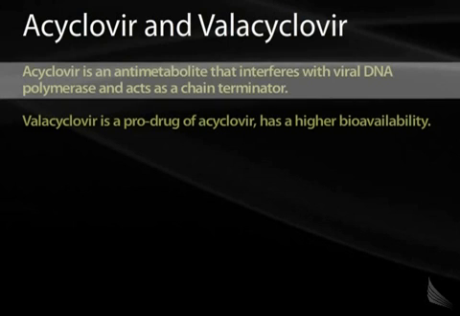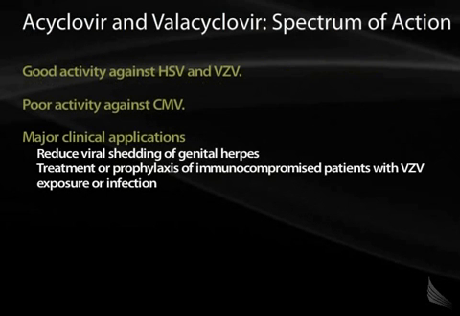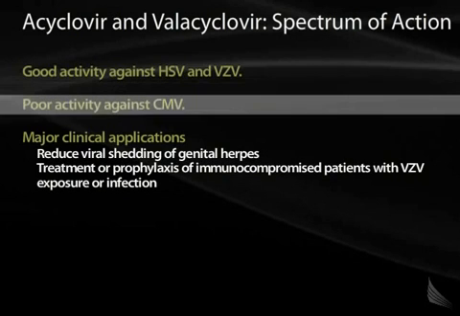Acyclovir is an antimetabolite that interferes with DNA polymerase and acts as a chain terminator. Valacyclovir is a prodrug. Valacyclovir gives you approximately 10 times higher blood levels as acyclovir. Acyclovir has good activity against herpes simplex virus and varicella zoster virus, poor activity against cytomegalovirus.